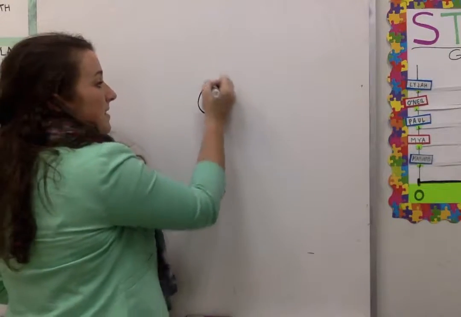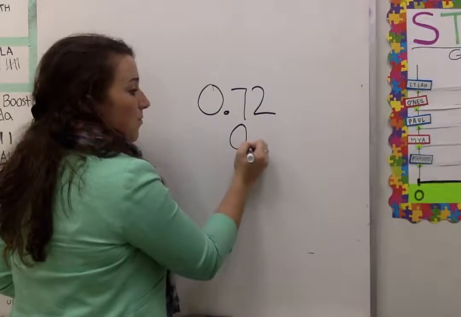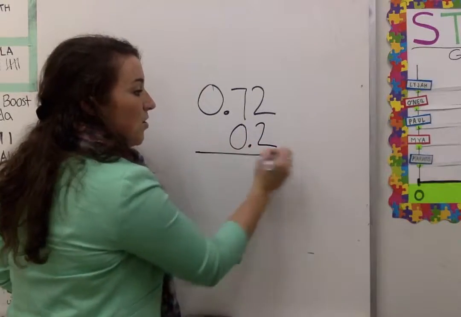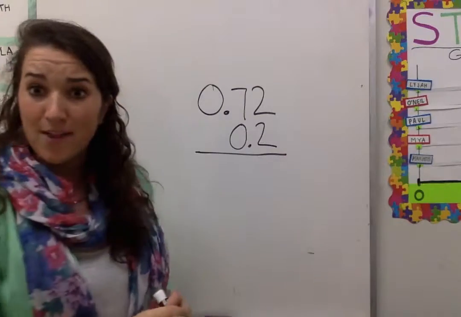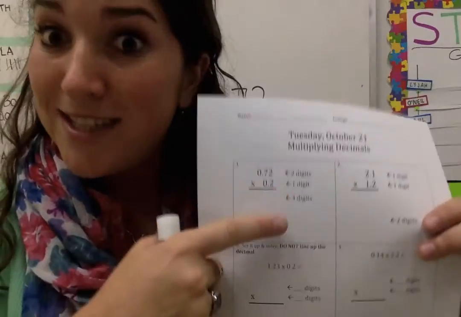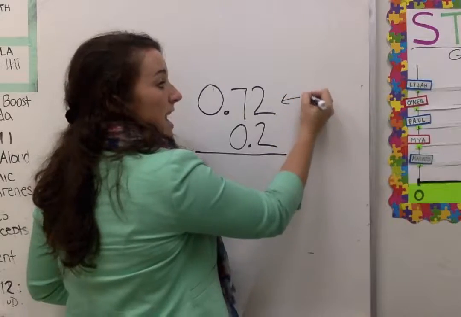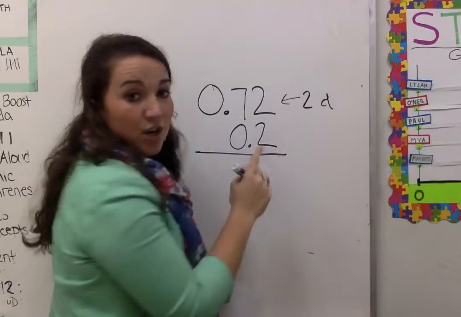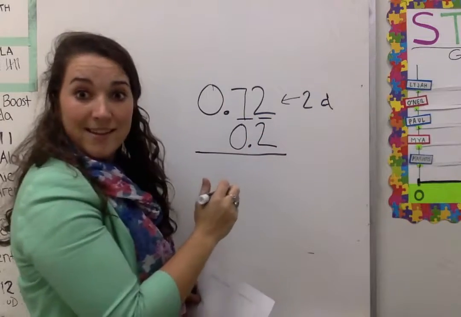This one has already been set up for you on your paper, but remember, when we multiply decimals, we do not line up the decimal. We just line up the numbers all the way on the right. On the right, I typed in the number of digits that each number has behind the decimal. This one has 2 digits, a 7 and a 2 behind the decimal.